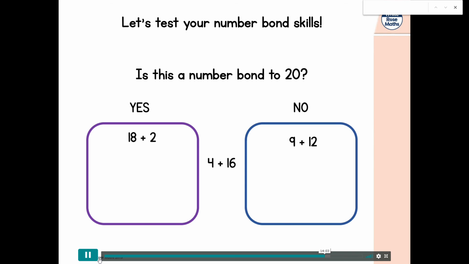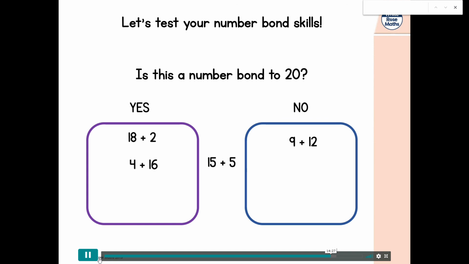4 plus 16. Yes, it's a number bond to 20. And I'm curious, were you thinking if I know 4 plus 6 is 10, then I know 4 plus 16 equals 20? Remember, use those number bonds to 10 to help you.